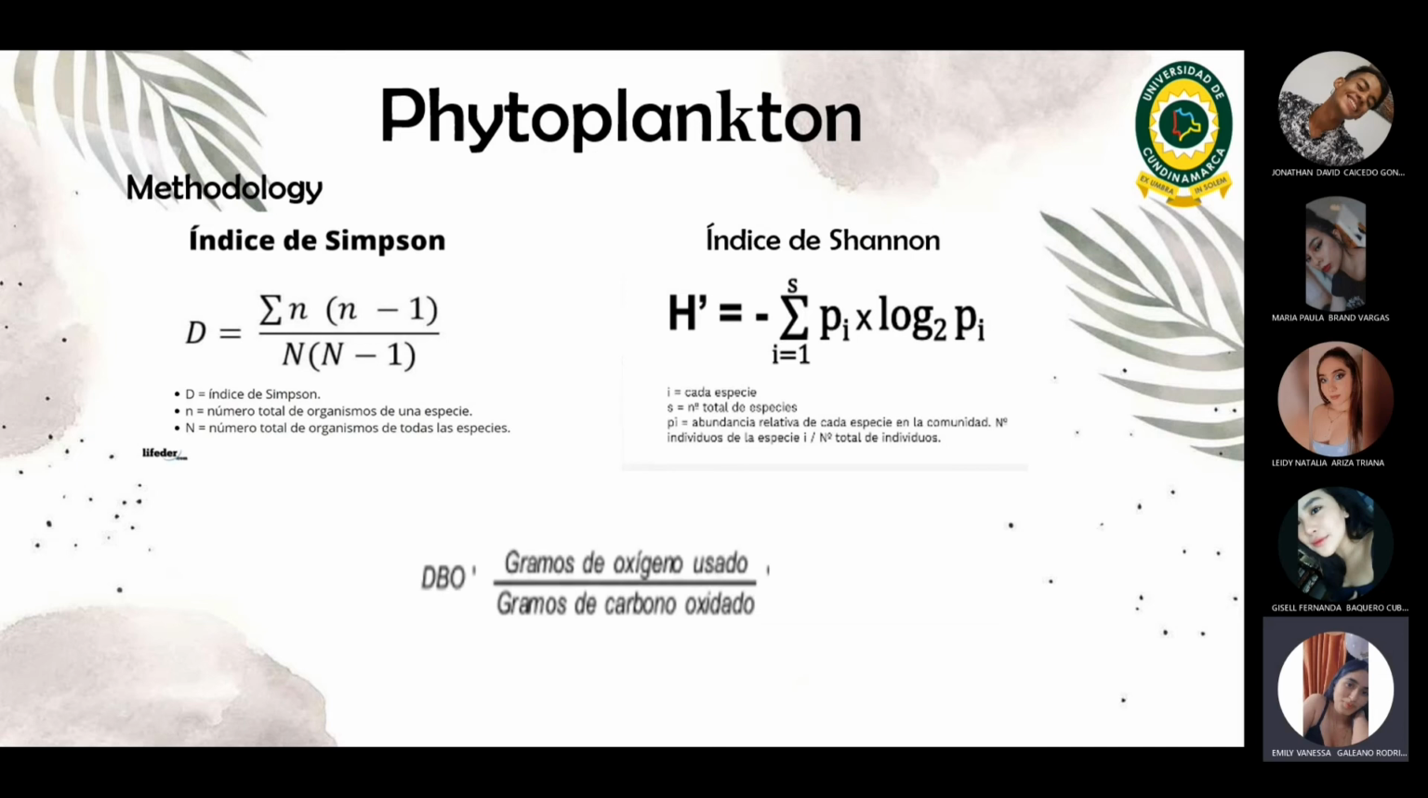Simpson index quantitatively determines the biodiversity in a delimited area. The number of species present in the habitat must be taken into account, as well as the abundance of each species, where D equals Simpson index, lowercase n equals total number of organisms of a species, and capital N equals total number of organisms of all species.